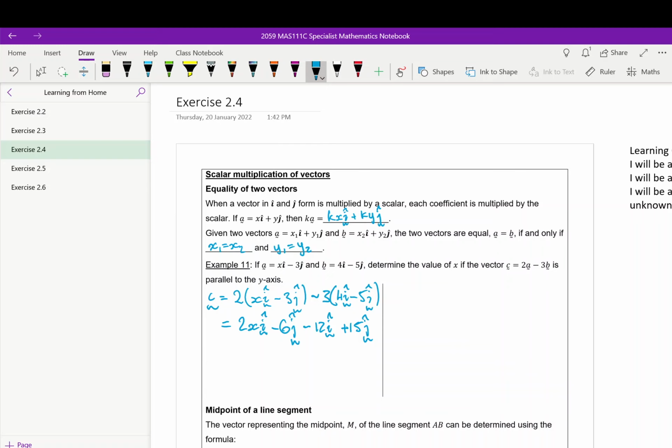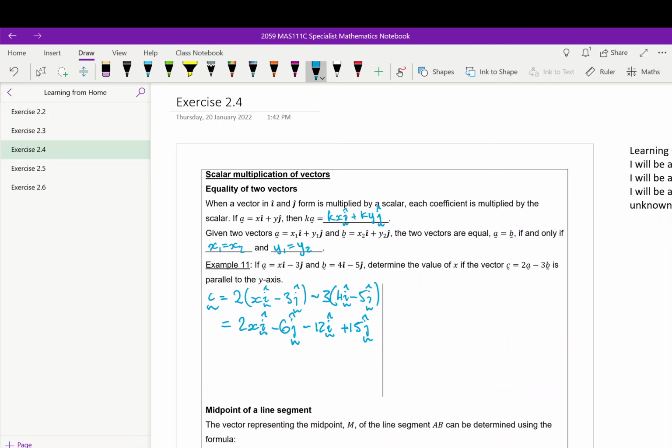Okay, so we're trying to find this value of x if it's parallel to the y-axis. If it is parallel to the y-axis, what does that tell us about this vector? Well, it means that its i component must be 0. If you've got your y-axis here, and a line parallel to it, there is no horizontal movement. So we know that our x components have to resolve to 0.